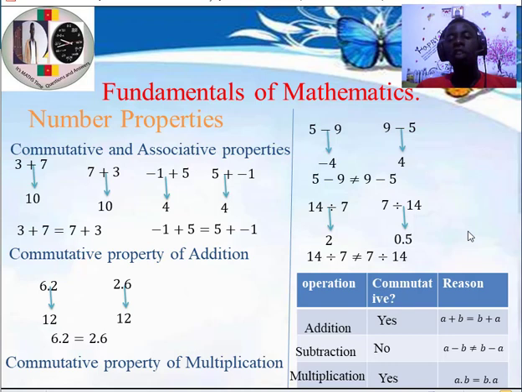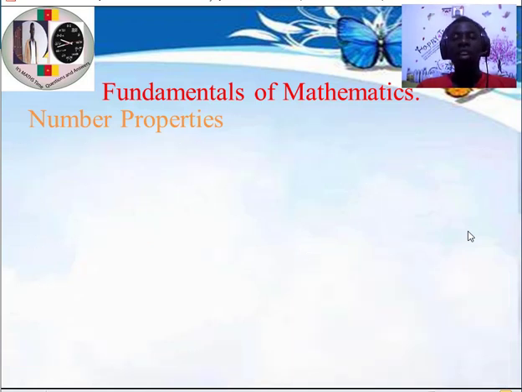So in summary, when we are dealing with addition and multiplication, the order in which we carry out the operation doesn't matter, because the operators are commutative. When we are talking about division and subtraction, the order in which we carry out the operation matters, because these operators are not commutative. So let's look at the next property that has to do with associativity.